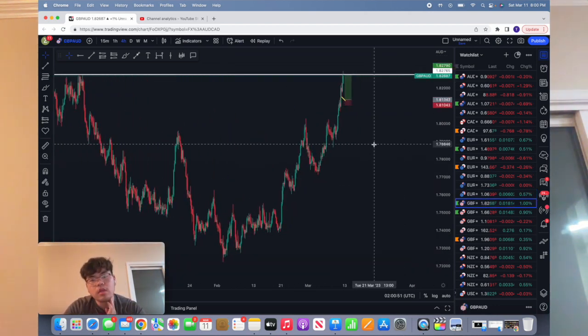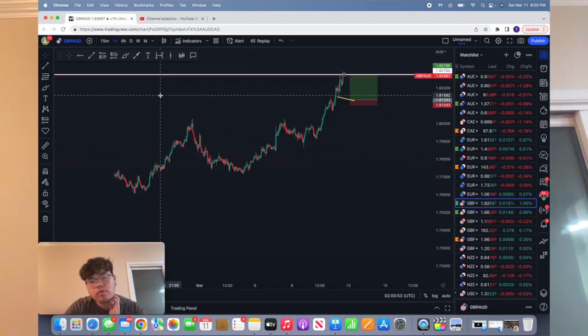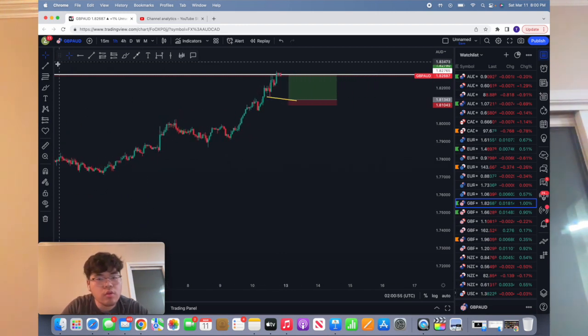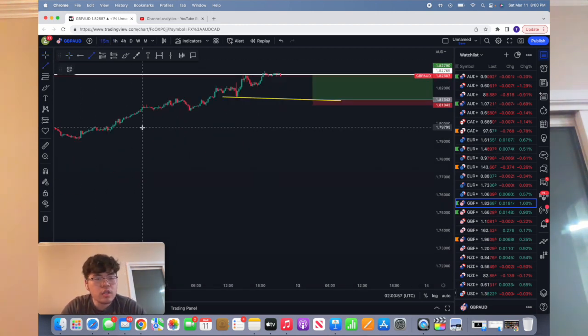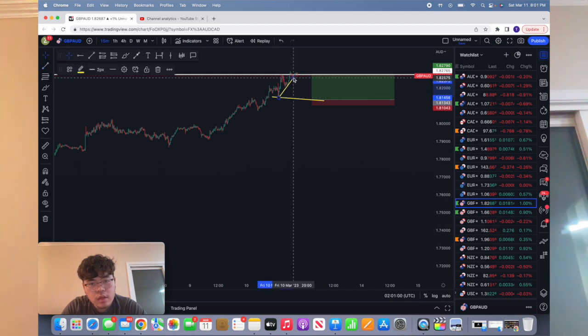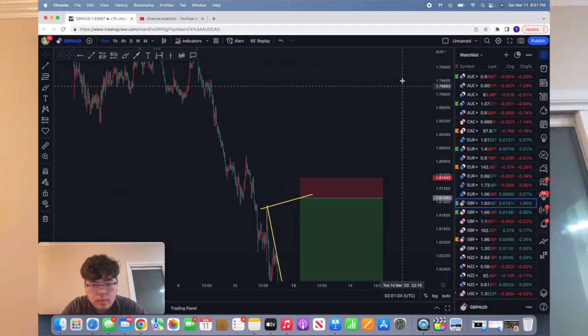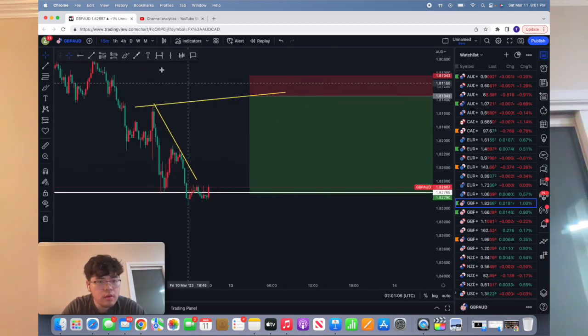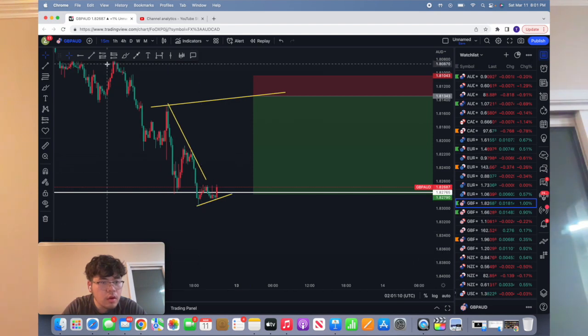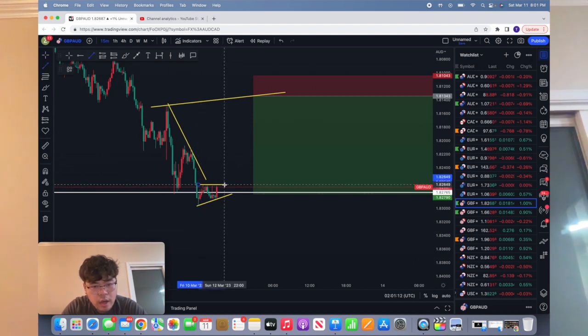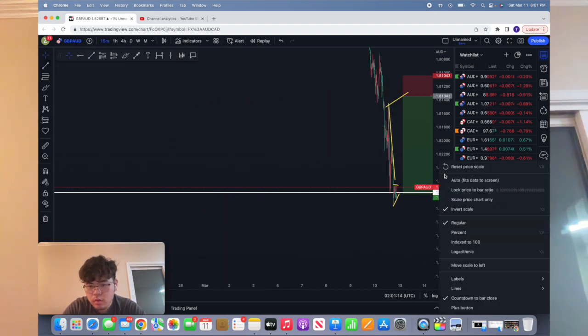GBP AUD double top. I was hoping for this to create a better structure for me to enter, but instead what it did is a flag, right? So right now what I'm seeing here, it's a buy instead of a sell.